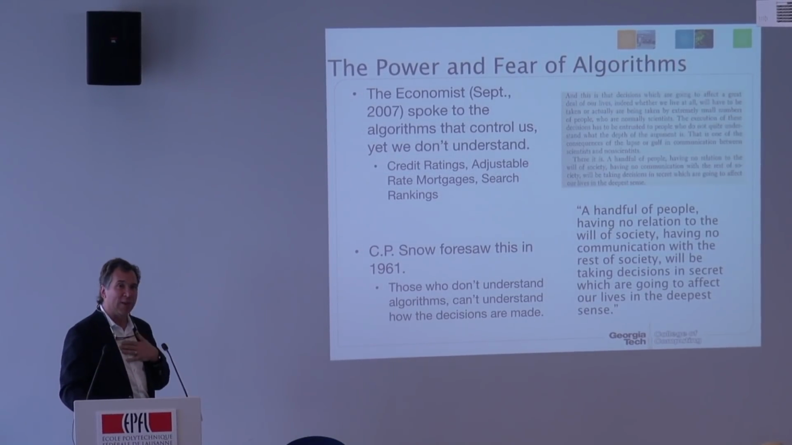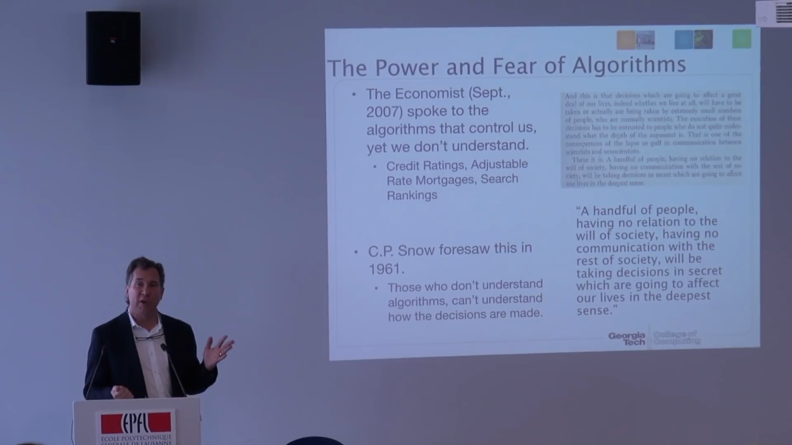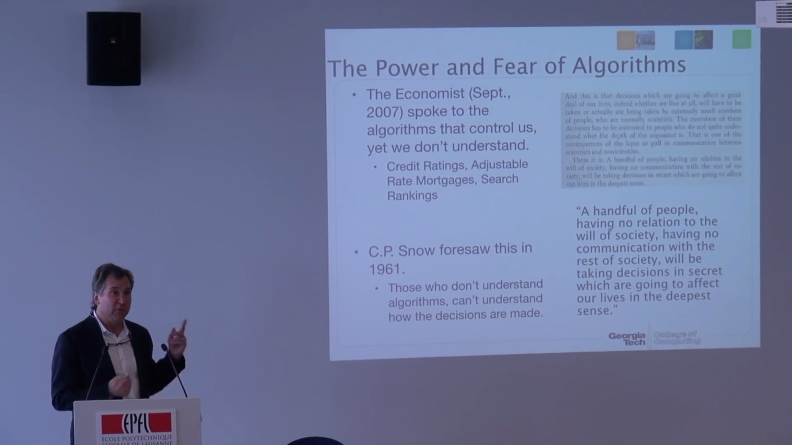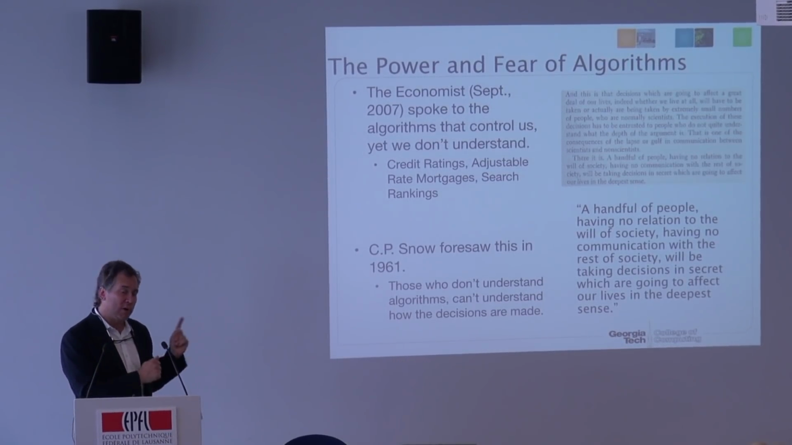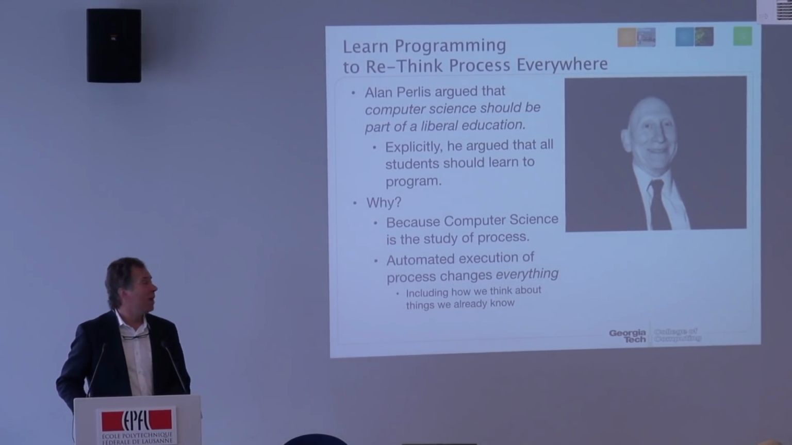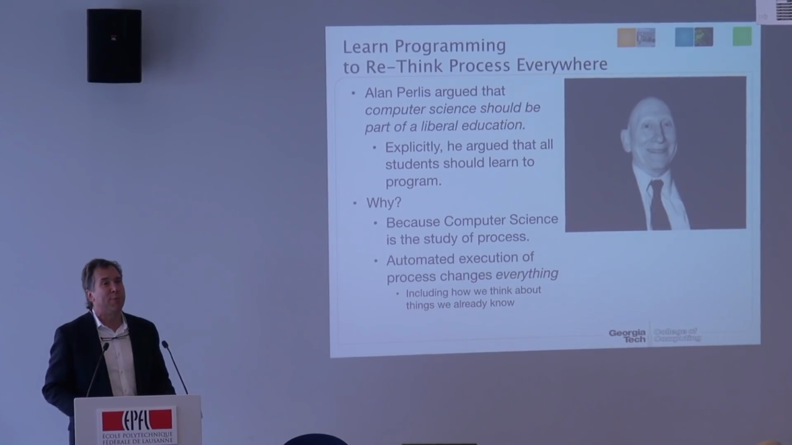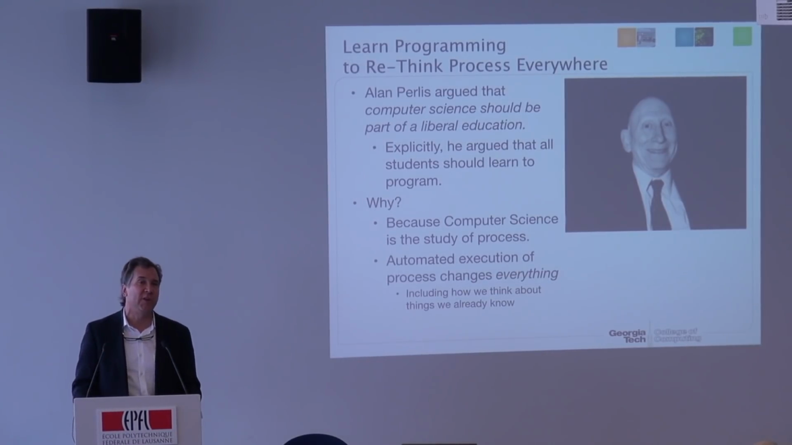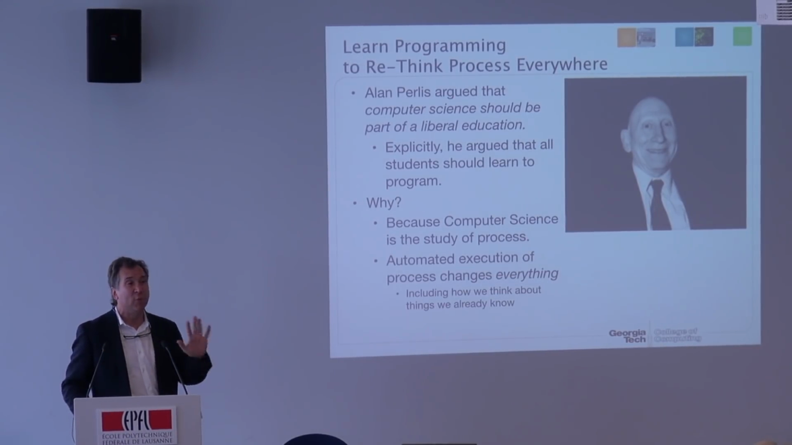So I like to think of the two of them as offering a carrot and a stick for why to teach computer science. The stick is, if you don't, you're going to get fooled. Alan Perlis offers the carrot. He argues that computer science should be part of a liberal education because it's the study of process. And explicitly he argued everyone should learn to program. On every campus, everyone should learn to program.